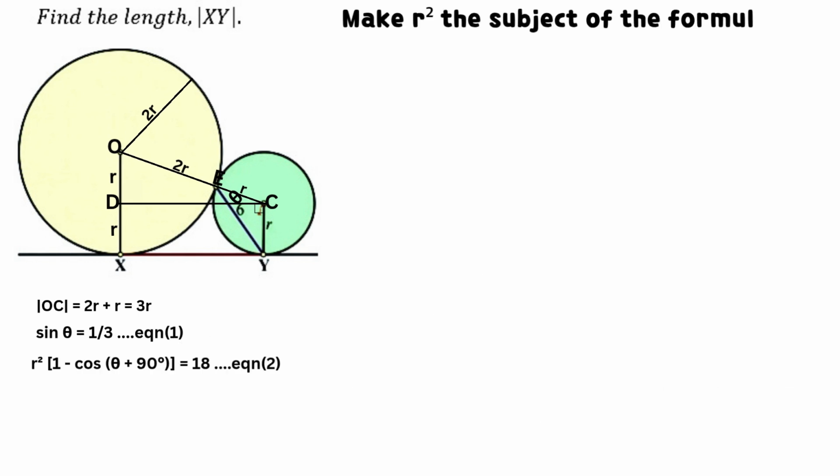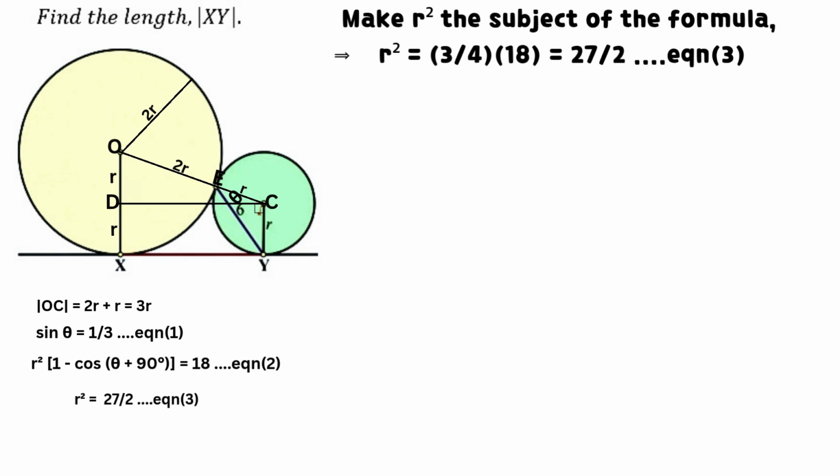Make R square the subject of the formula. This implies that R square equals 3 over 4 times 18, which equals half of 27. We call it equation 3.